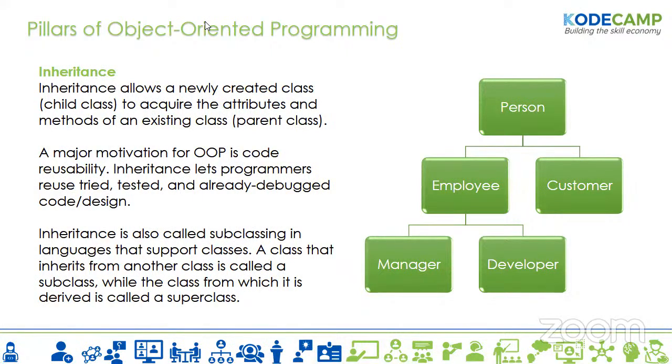Okay, spotlight. So we said inheritance allows a newly created class to acquire the attributes and methods of an existing class. That existing class is the parent, while the newly created class that is acquiring the attributes and methods of that class is the child. So here we have an example, a person class.